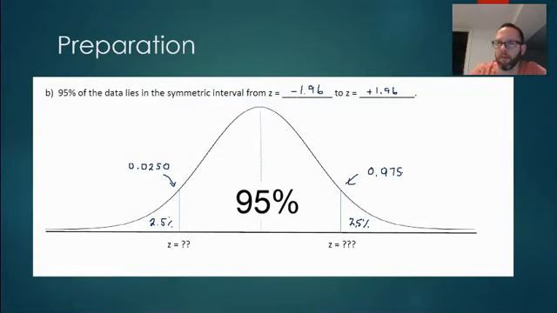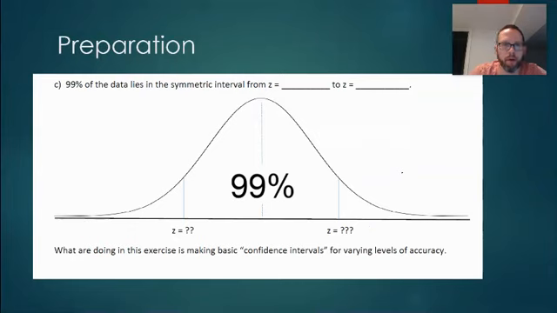Because I know it's symmetric, it's going to be the same value. So 95% of the data lies within a z-score of -1.96 to +1.96. And we'll do this one more time for 99%. So that means 1% is outside the range, which means 0.5% is in either tail here.